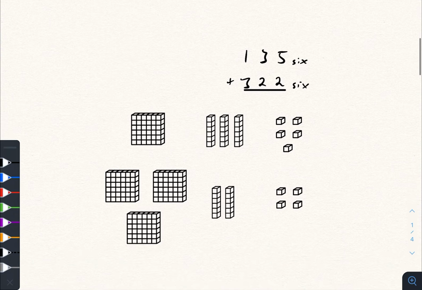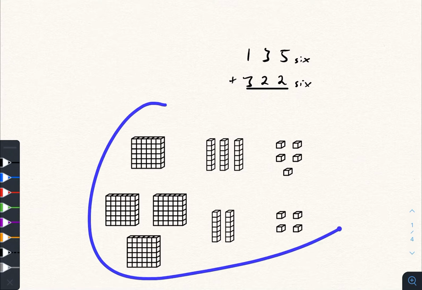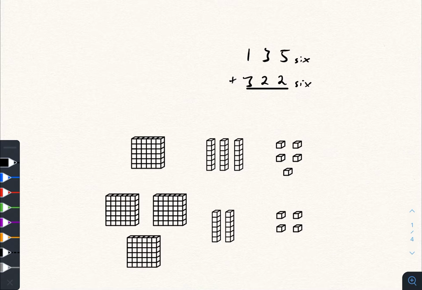All right, let's take that a step further. Let's do 135 base 6 plus 322 base 6. Let's do the algorithm first this time and then see how it's reflected with the base 6 blocks. So 5 plus 2 in base 6. So add 1 to get to 6, and then another 1 will get you to 11 base 6. You carry that 1 up here. 3 plus 2 plus 1, that makes 6, or 10 base 6. And then 1 plus 1 plus 3, that should be 5 base 6. So we should be expecting 501 base 6 here.